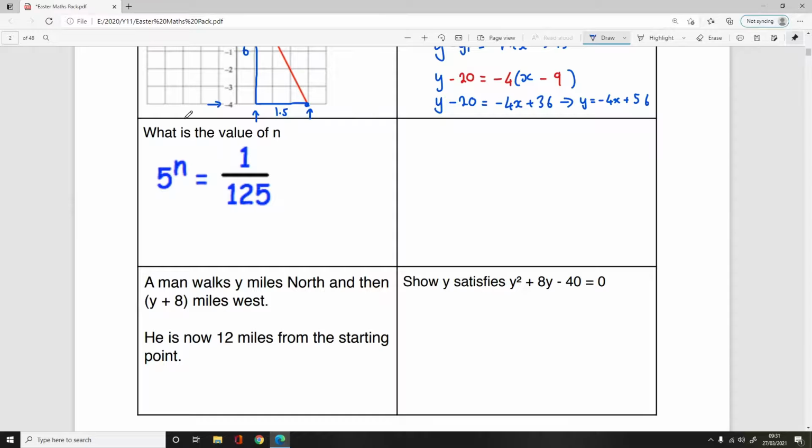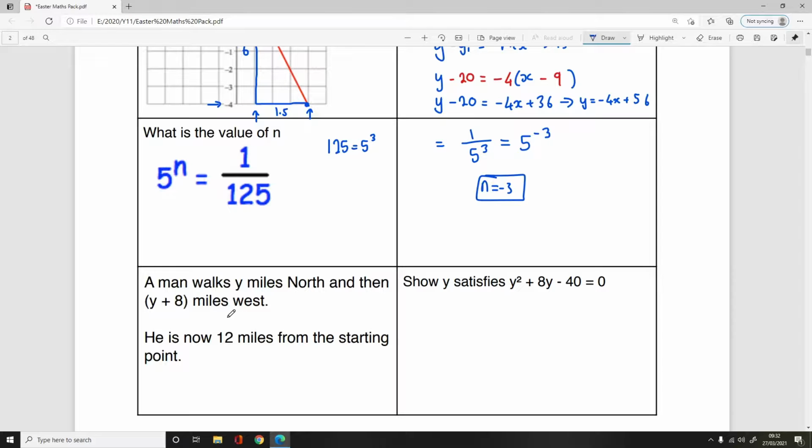What's the value of n? So this is an indices rule, and if you're talking about 5 to the power of something, that means everything on the other side needs to be 5 to the power of something as well. 125 is 5 cubed, meant to be one of the cube numbers that you recognise. So we could write this down as 1 over 5 cubed. If you have a reciprocal with indices, that means the power is negative. So our answer is 5 to the minus 3. So n must be minus 3.